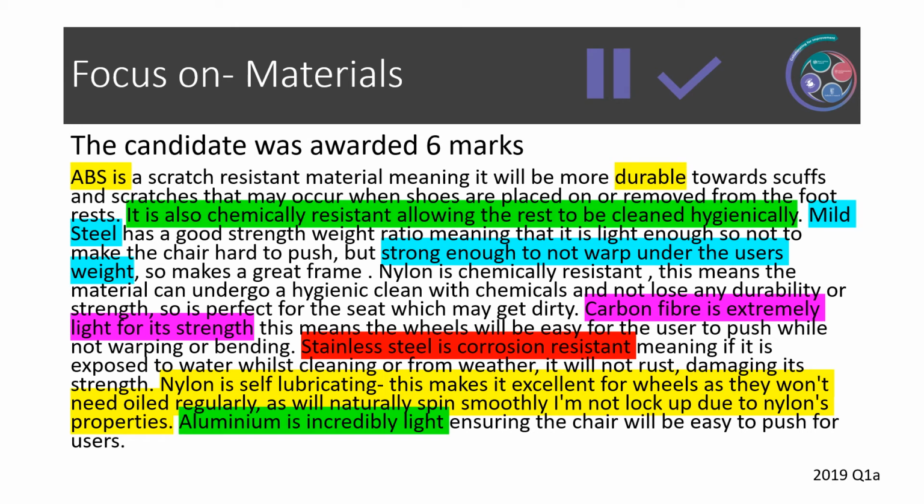This candidate was awarded 6 marks out of 6. The candidate has made more than 6 points, and those have been highlighted on the screen. ABS is durable. ABS is chemically resistant, allowing it to be cleaned. Mild steel is strong enough to hold the user's weight. Carbon fibre is light but strong. Stainless steel is corrosion resistant. Nylon is self-lubricating with a justification. And aluminium is incredibly light.